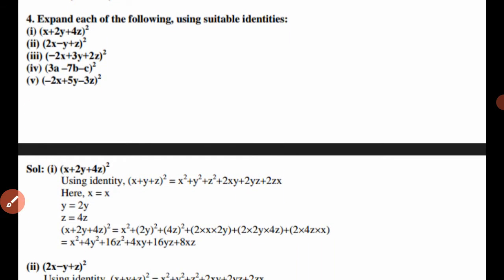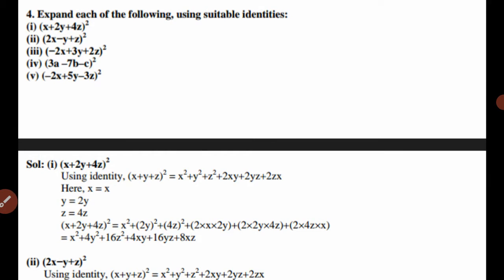Now see question number 4. In question number 4, expand each of the following using suitable identities. So in this first part we have given (x plus 2y plus 4z) whole square.